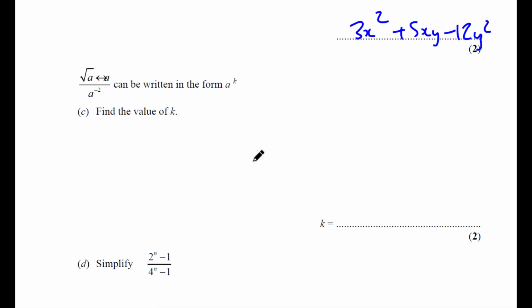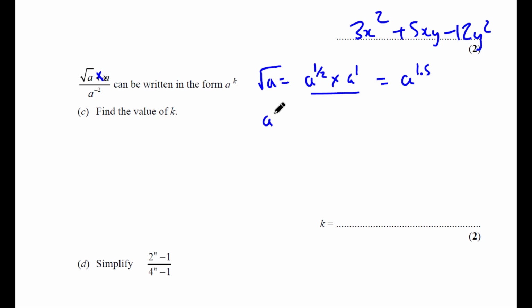Now, there must be a typo in this question. Find the value of k. I'm assuming this must be a times. So based on that, guys, we need to remember that root a is the same as a to the half, a to the power half. So times a to the 1, we're going to get at the top a to the 1.5.